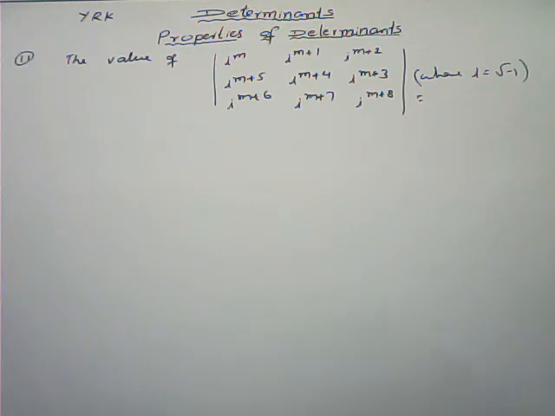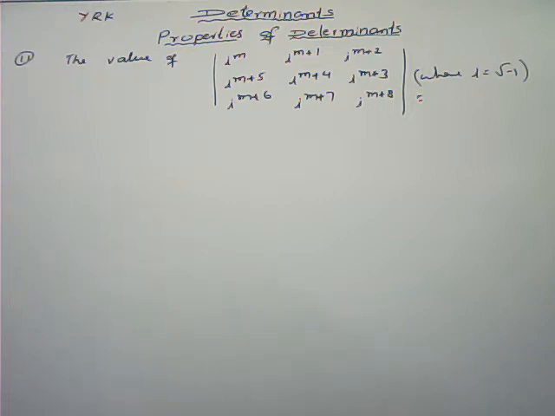Here one more question. Here are the options. First option: 1, if m is a multiple of 4. Second option: 0 for every m belongs to R. Third option: minus 1 if m is a multiple of 3. Fourth option: minus 1 if m is a multiple of 2. Now here we can check that one.